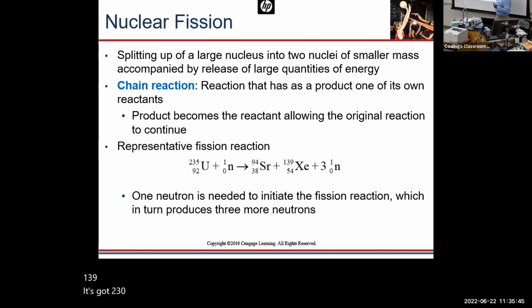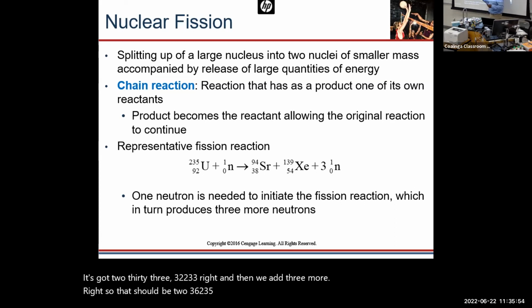32, 33, right? And then we add 3 more. Right? So that should be 236, 235 plus 1, 236.